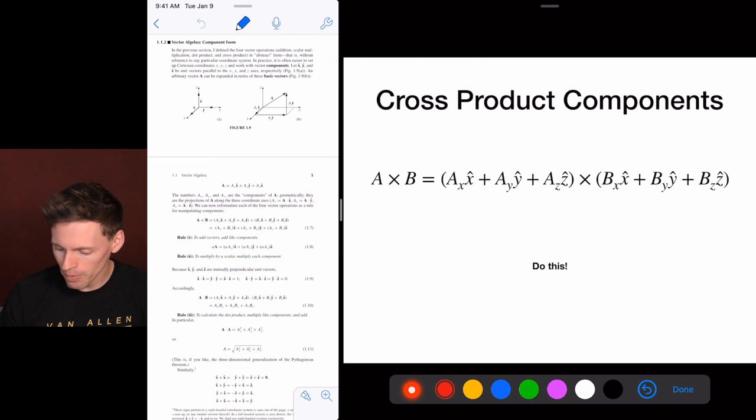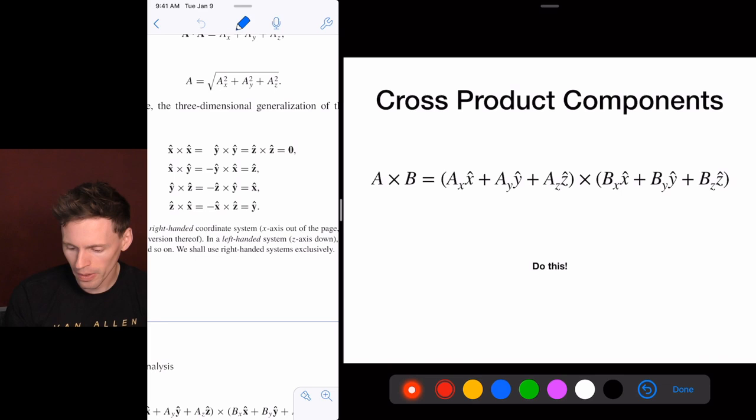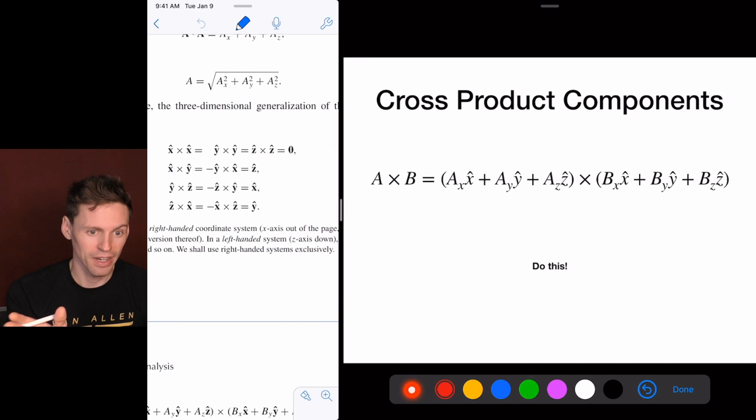And we have this list down here in Griffiths' book that x cross x is equal to y cross y is equal to z cross z. That always gives you 0 because that's going to be AB sine theta, and the angle between x and x is 0 degrees, so sine of 0 is 0, and that always gives you that. Now, x cross y, if you put your hands in the x direction and you cross into the y direction, x cross y gives you z. Okay, so that's the result of that. And so you have x cross y equals z.